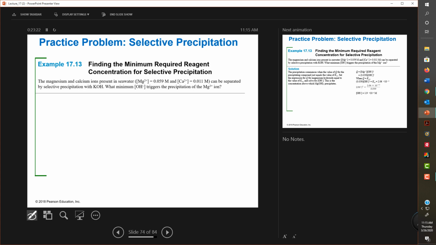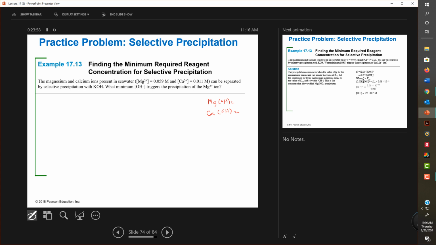My first question to you is what precipitate are we talking about? And which one of these substances is going to have the largest KSP? You could hit pause, think about it. What we're looking at is magnesium hydroxide precipitate, and we're looking at calcium hydroxide precipitate.